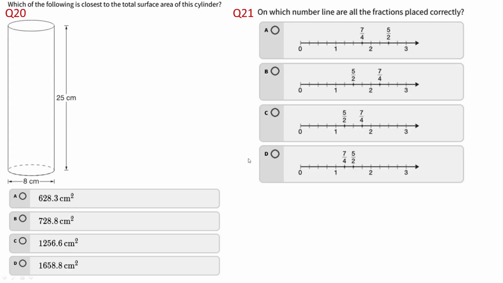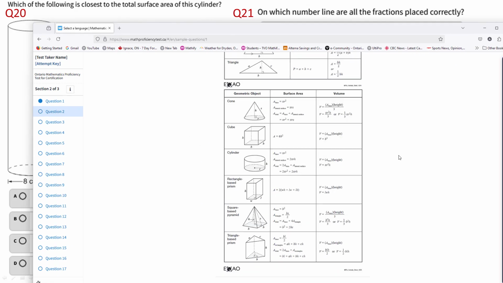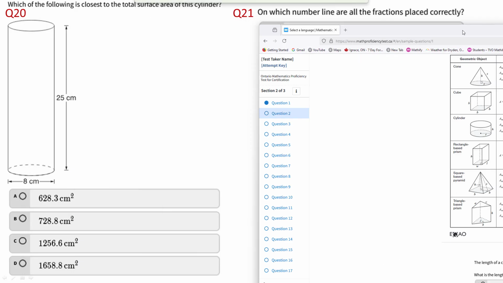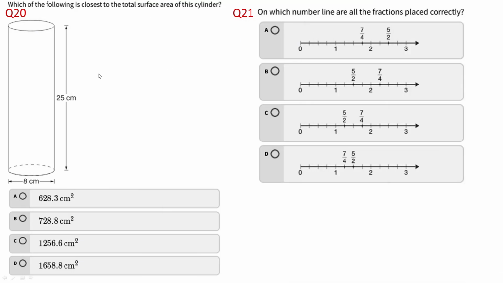Number 20. Which of the following is closest to the total surface area of this cylinder? So we've got a diameter of 8, a height of 25, and so surface area, so that's the second formula here. So here's a cylinder. So now we want surface area, so that's the surface area formula. That's the same one I'm going to use. So I call it SA for surface area. They call it area total. That's the same thing. So that's the formula.